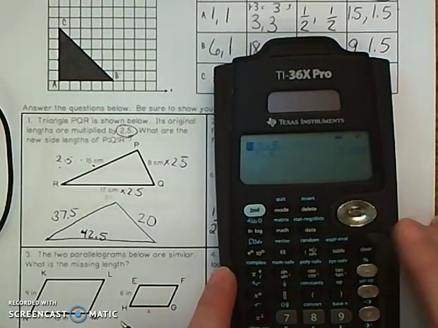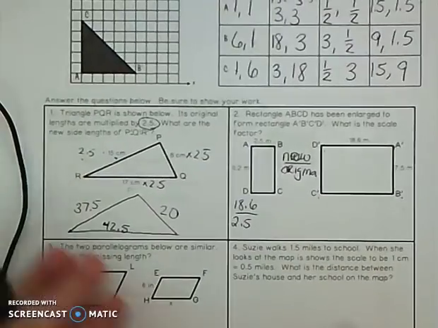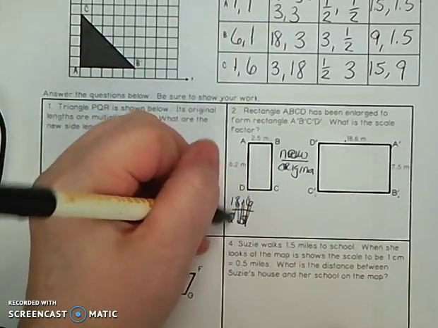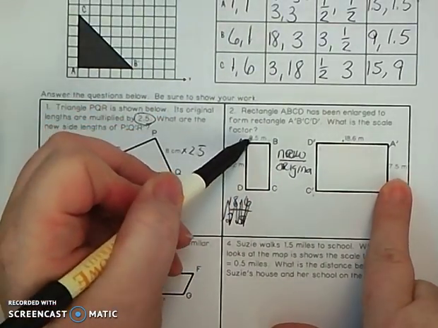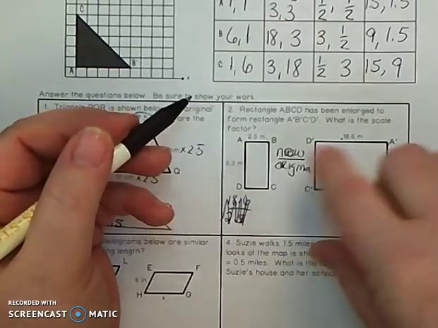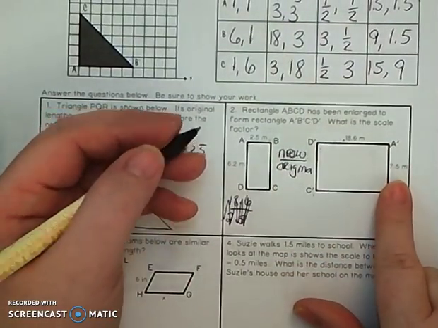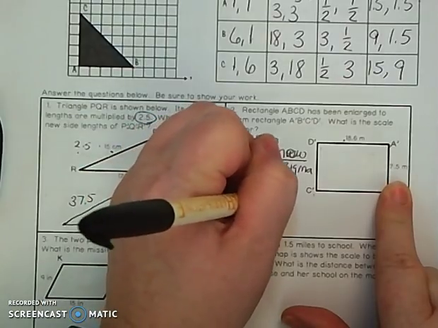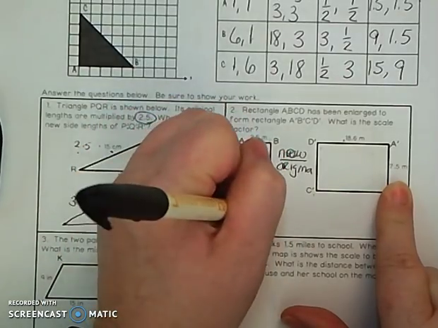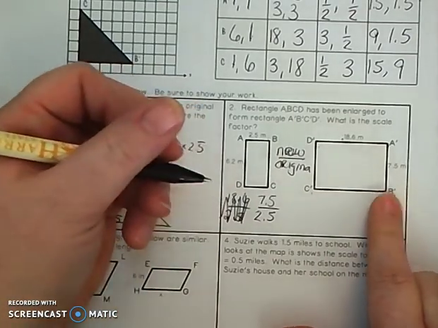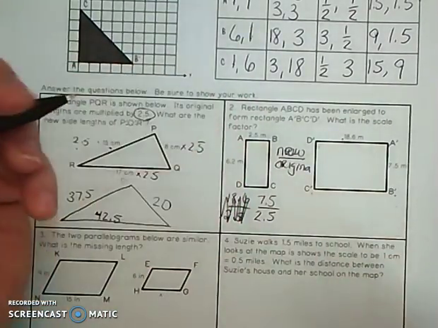Oh, that's not right. Hang on. Does anybody see what I did wrong here? Does this side and this side match up? No, I messed that up, sorry. This side actually matches with this side. They're just flipped, like this one's standing up on top of its head, this one's flipped to the side. So the new one is 7.5. The original was 2.5. I'm glad I messed that up.